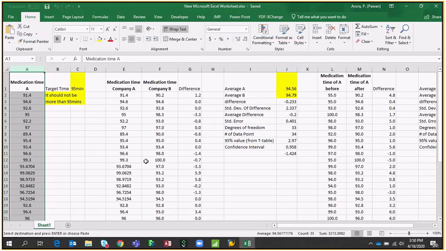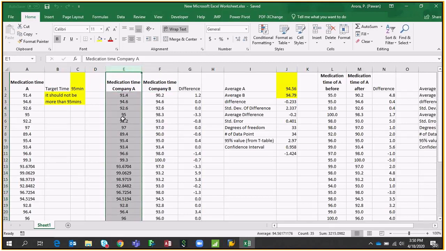Let's go back. Suppose you have two medicines, or the same medicine but from different companies. Let's say company A medicine and company B medicine, and I have collected the medication time information for the medicine from company A and the medicine from company B, and I want to compare which is good or whether they are equal or not. Firstly, I want to check whether they are equal or not. I have to use two sample t-test because there are two samples, and I am checking whether the average of these two is equal or not.